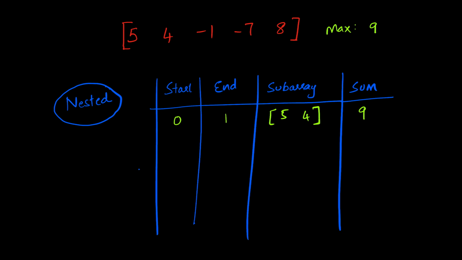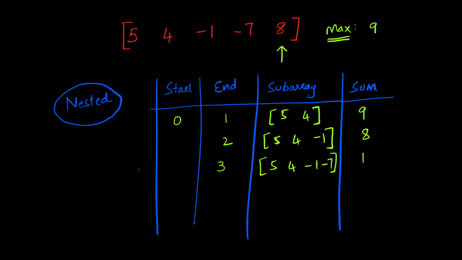Moving on, the starting index will stay the same and we'll only be updating the ending index until it reaches the last element in the array. So the next element is minus 1. My subarray will have 5, 4 and minus 1. The total is 8. As 8 is smaller, I will not save it in the max variable. Moving on by incrementing the end pointer to 3. The values will be 5, 4, minus 1 and minus 7. The total is 1. Again, it is smaller, so I will not update the max variable.